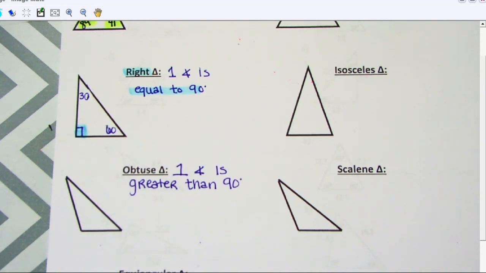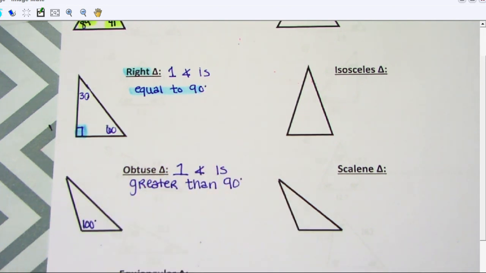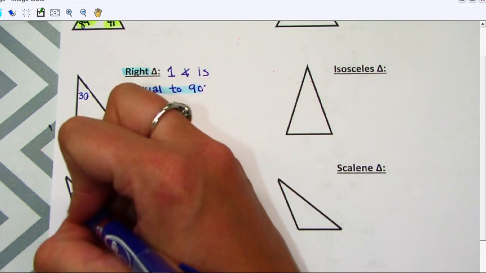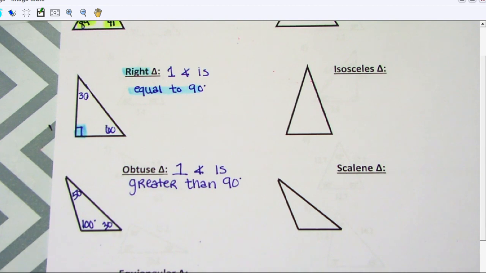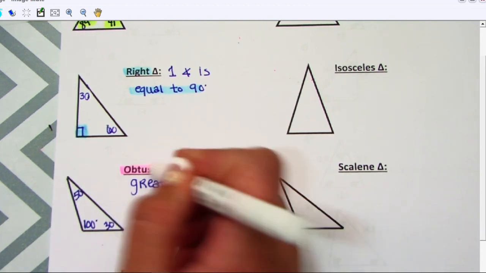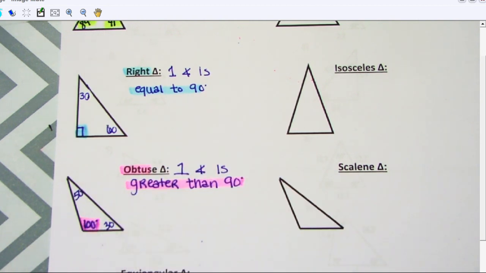Okay? So I'm going to make this big one over here 100. And then we'll make the other ones 50 and 30. Notice how they all still add up to 180, but one of them is bigger than 90. So obtuse, greater than 90. All it takes is one. For it to be classified as acute, all of them have to be less than 90. But for a right triangle it is 90, and for obtuse it has to be greater than 90.